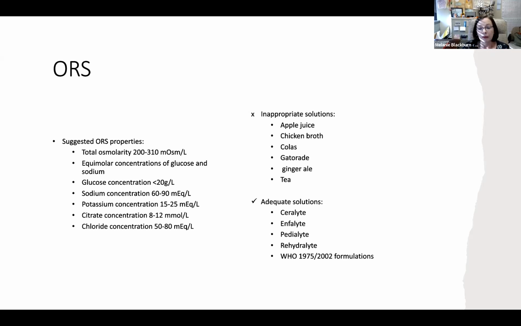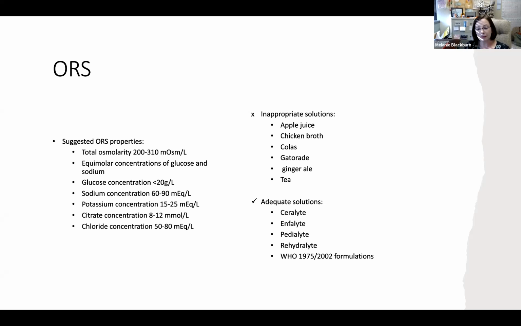rehydration. The solution that we're most familiar with that is appropriate for rehydration is something called Pedialyte. But there are also different forms of this that are commercially available. You can get these on Amazon. That's Enfalyte, Rehydralyte, and then obviously the World Health Organization formulations. If you've ever tasted these, they're not so great, especially the World Health Organization products. The flavor is not so awesome.